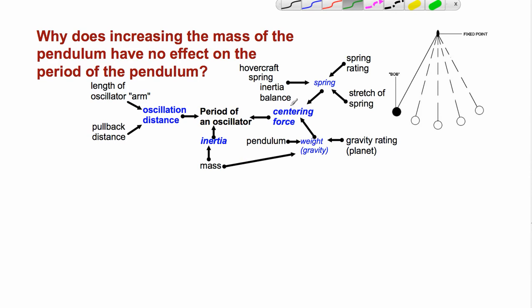First, let's identify the key concepts that might come into play here. Assuming we're holding everything else constant, then we're not going to be changing the oscillation distance because that's only affected by the length of the string and how far we pull it back. You can see that there.